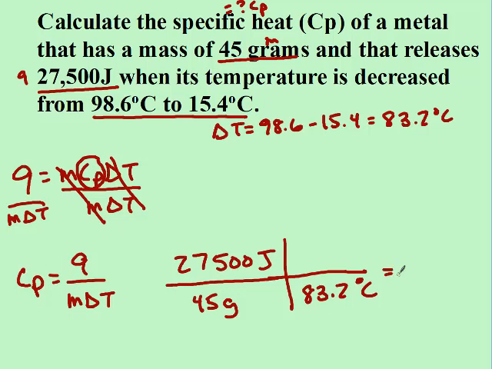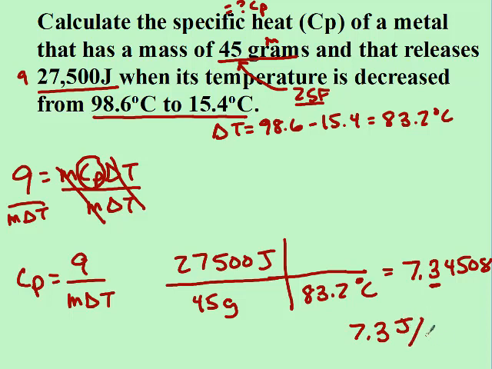Notice in this problem, none of our units cancel out. It also didn't specify what they wanted their specific heat in, so I don't need to convert my joules to calories. So I'm just going to do 27,500 divided by 45 divided by 83.2. I get this. This number has 3 sig figs, but my mass only has 2 sig figs, so that's what I'm going with. So 1, 2, 7.3 joules over gram degrees Celsius, because again, none of my units canceled out.